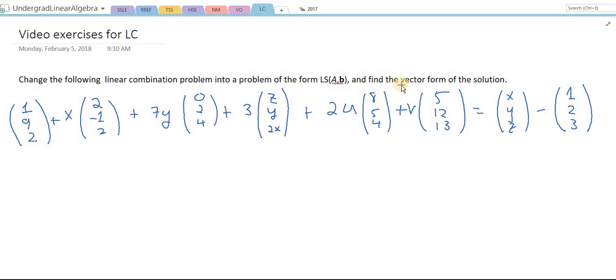Okay, here's a problem that tests both competencies in the linear combination section. Change the following linear combination problem into a problem of the form LSAB. Remember, LS is linear system, A is the coefficient matrix, B is the vector of constants. And find the vector form of the solution. So you can go ahead and pause this video, work the problem, and see if your answer agrees with mine. I'll give you the answer in a moment.